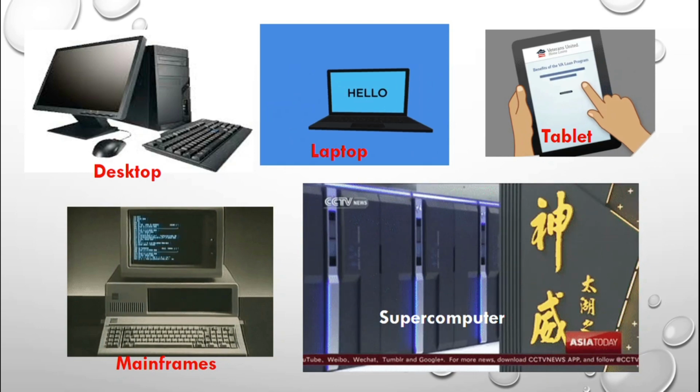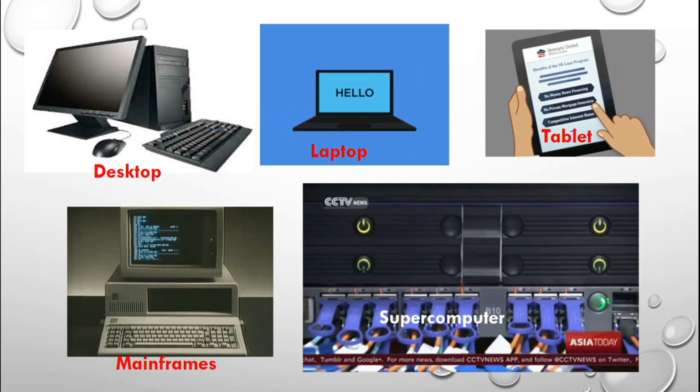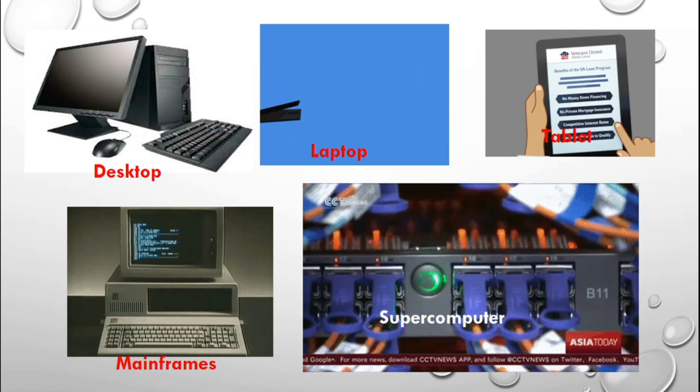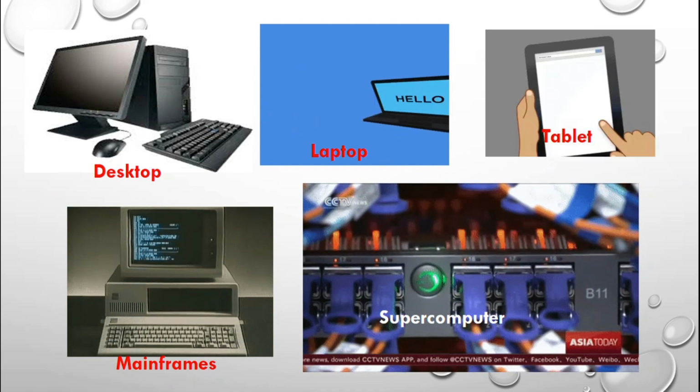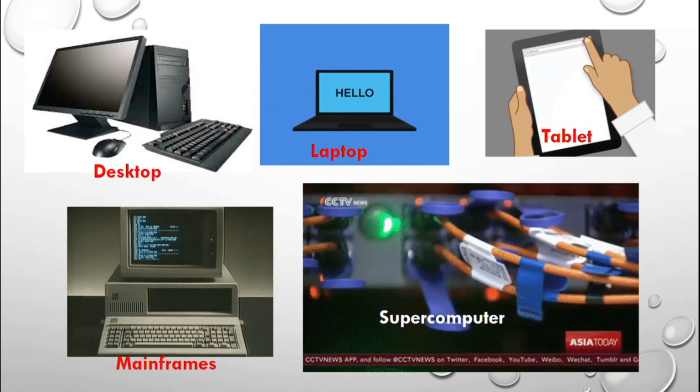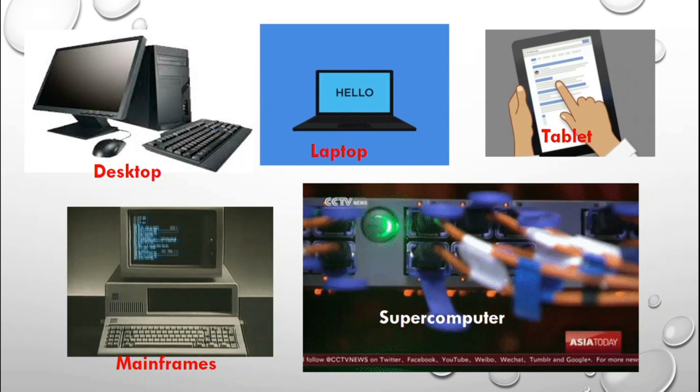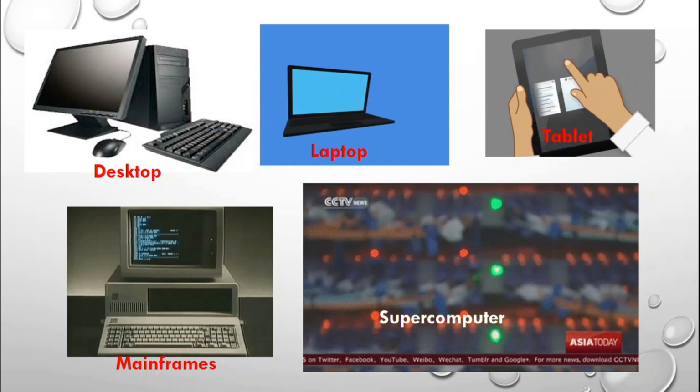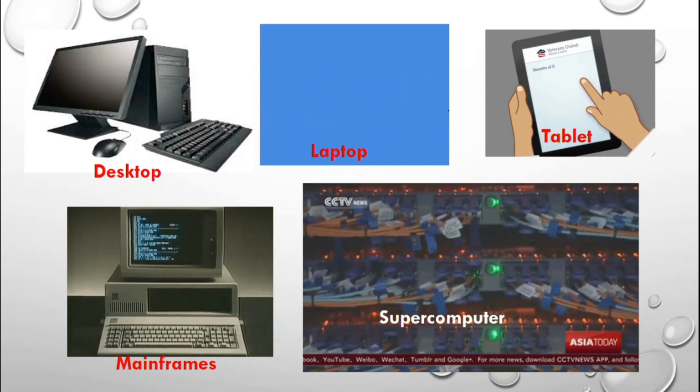Here is a picture of the Chinese supercomputer Sunway TaihuLight. It is the world's fastest supercomputer with a rating of 93 petaflops per second.